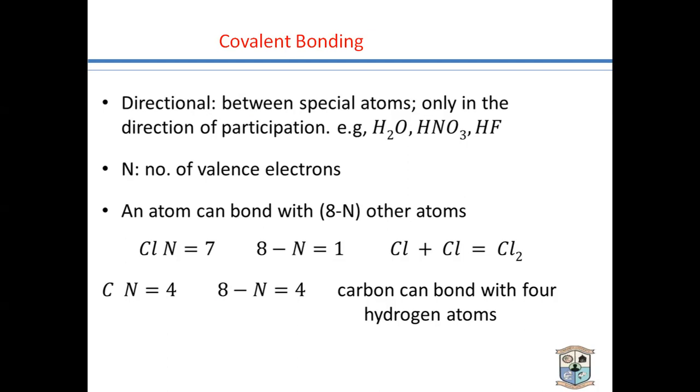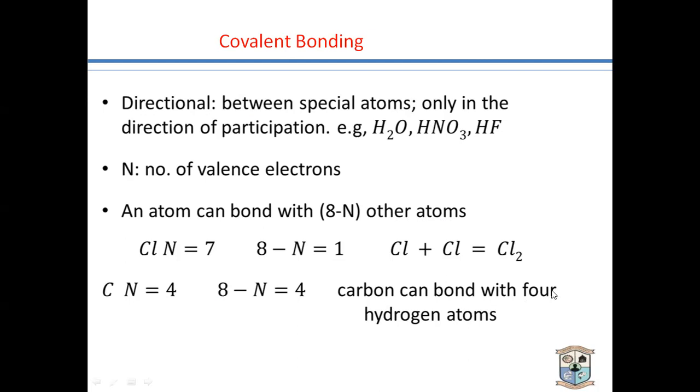So aside from bonding happening between atoms from different elements, sometimes covalent bonding can be formed between atoms of the same element. For example, here, as you can see, we have the chlorine atoms forming a bond. So there's a sharing of electrons, and eventually your chlorine molecule is formed.